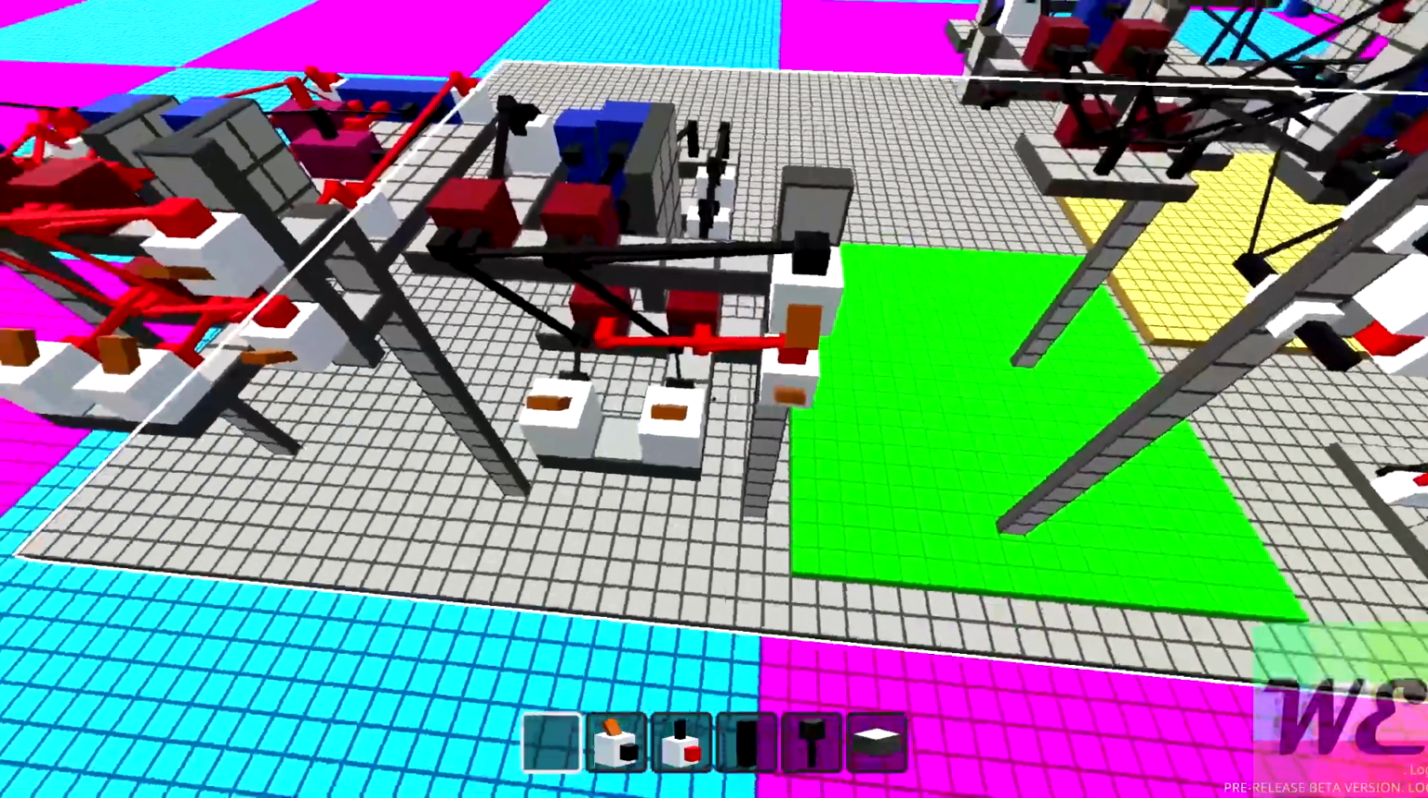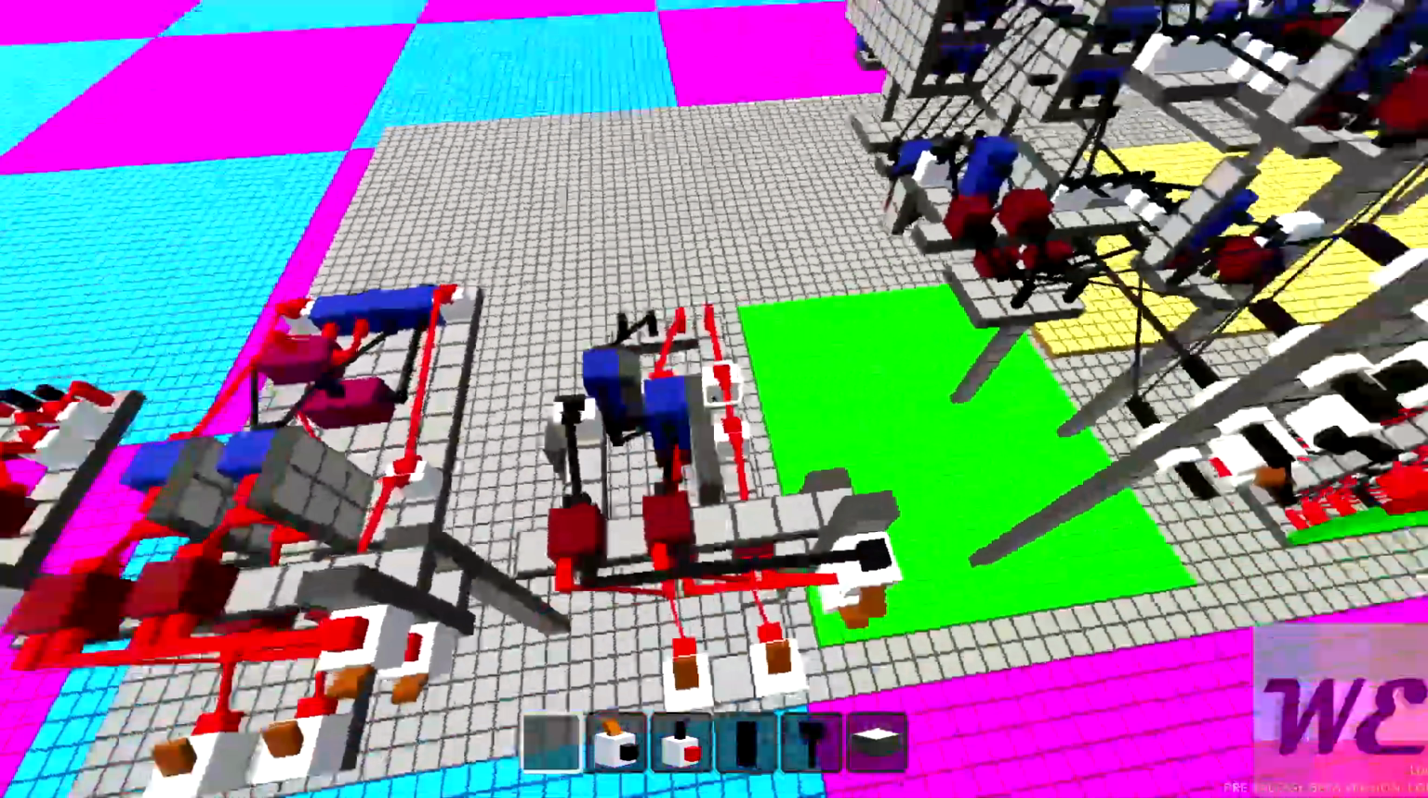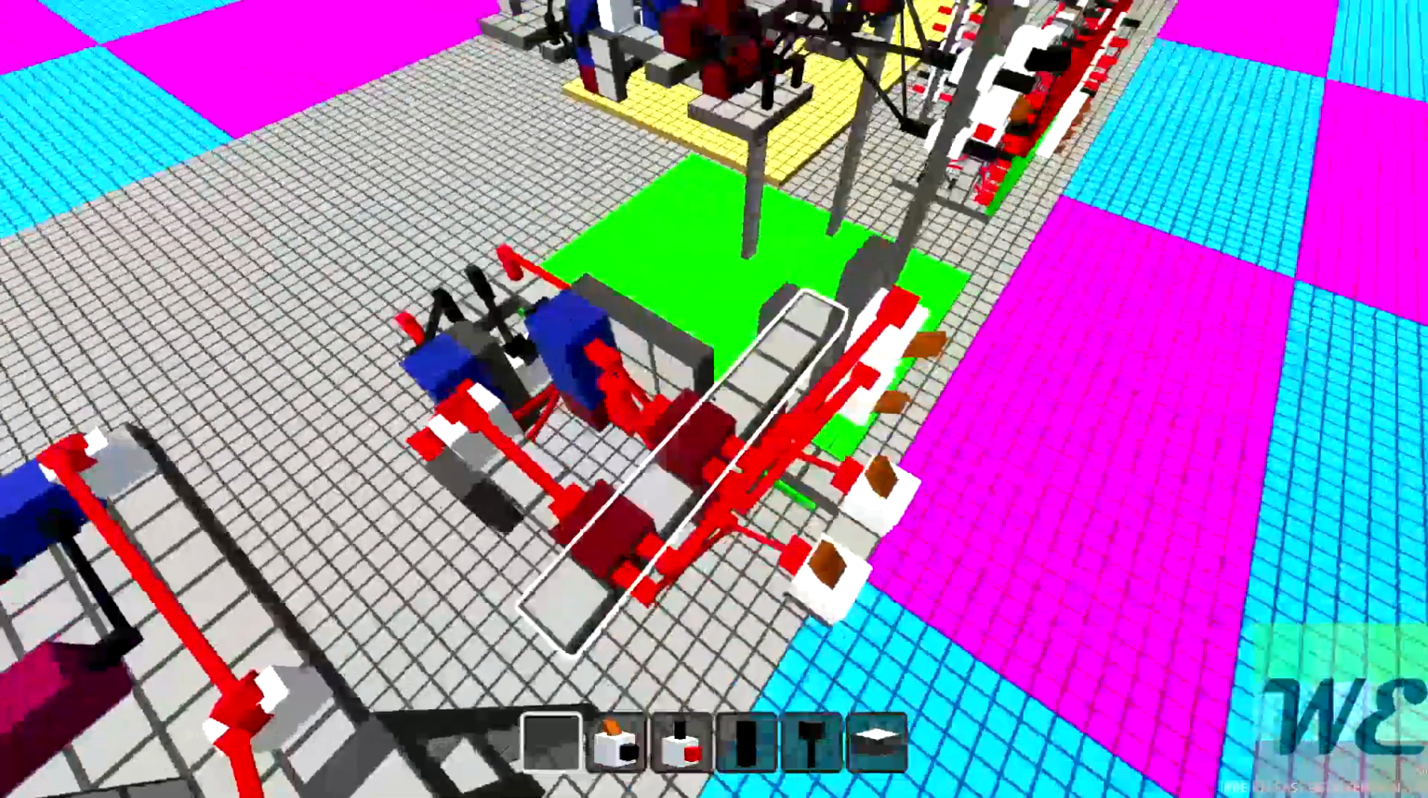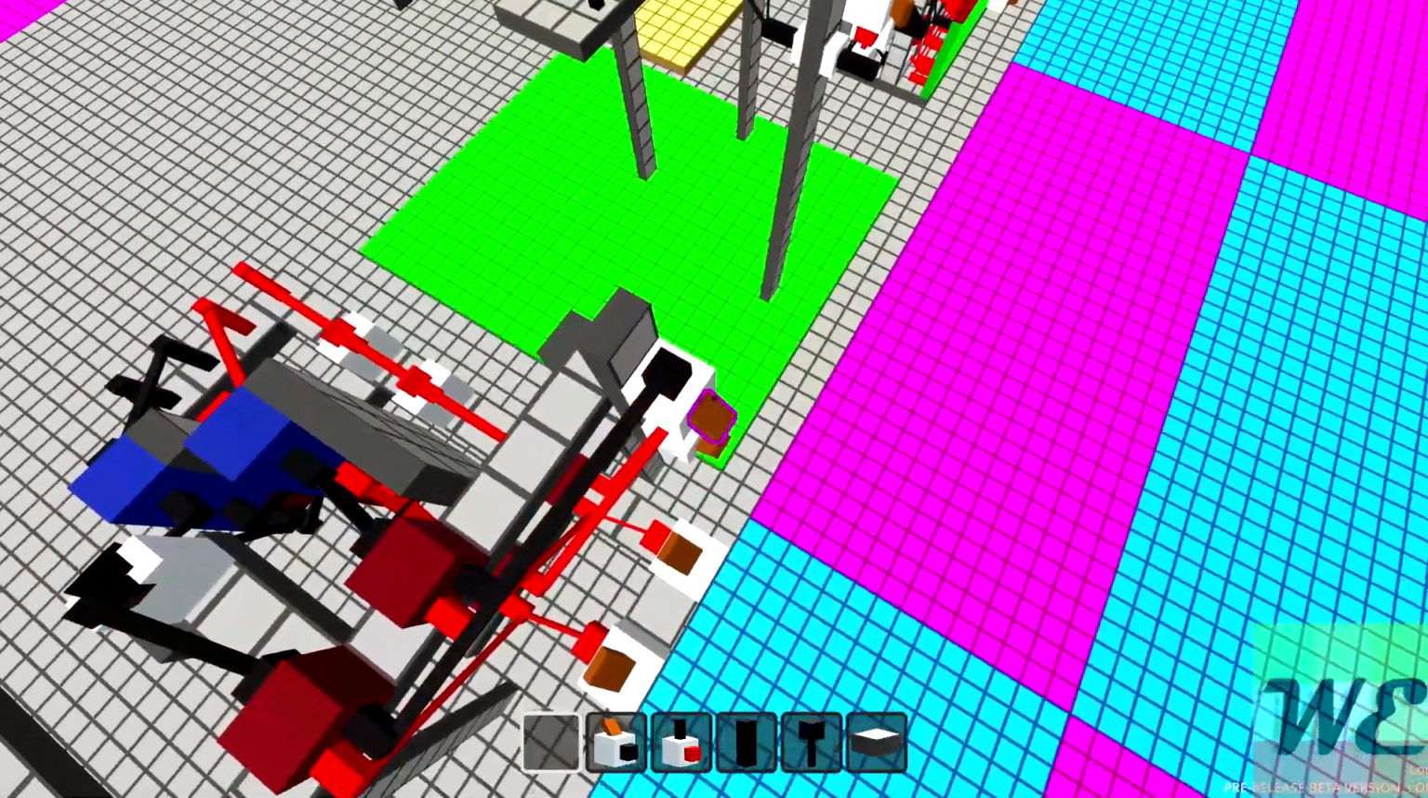And then here's the Vedic multiplier, 3, 9. And you can see that's synced.